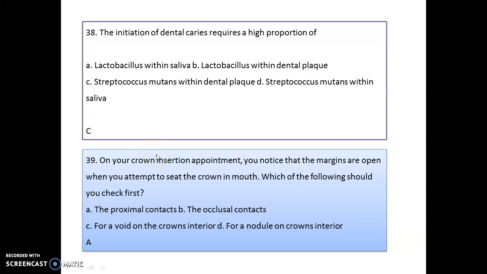Imagine you are inserting a crown and you notice the margins are open when you try to seat the crown in the mouth. So what will you check first? You will check the proximal contacts.